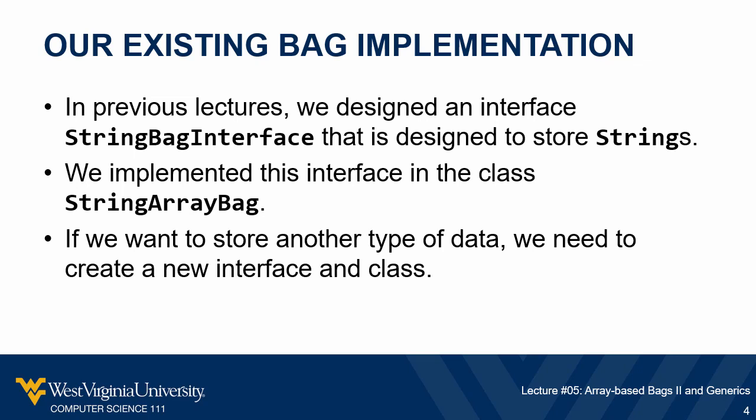Because everything in our function parameters and function return types was set up to work with strings, if we want to store some other type of data, we're going to have to create a new interface and a new class to implement that interface for that other type of data. Having to create separate interfaces and classes for every type of data that we might want to store is really kind of problematic. There's a lot of work with that. That's going to cause us to have to maintain a lot of code.